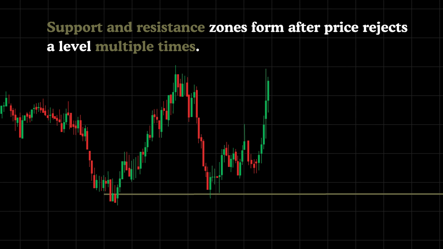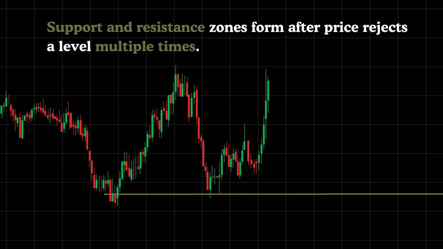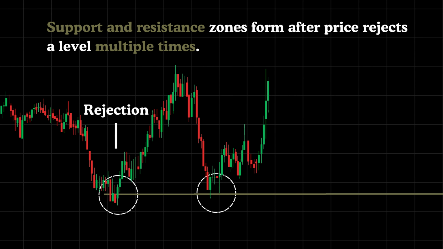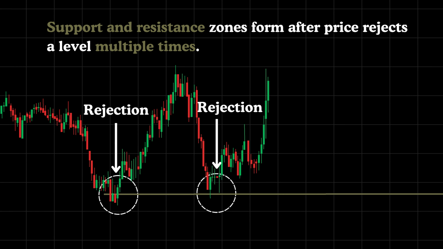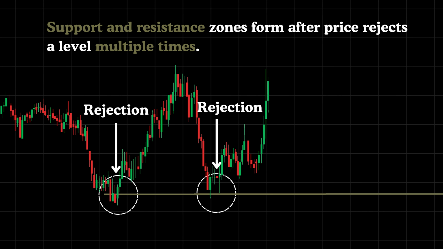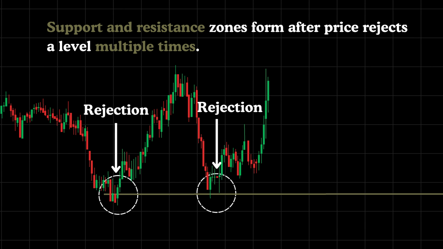Support and resistance zones are established when price rejects a certain level more than once. For instance, if the price rebounds from a level initially, and then does it again later, that repeated rejection becomes a valid reason to mark a support or resistance line.